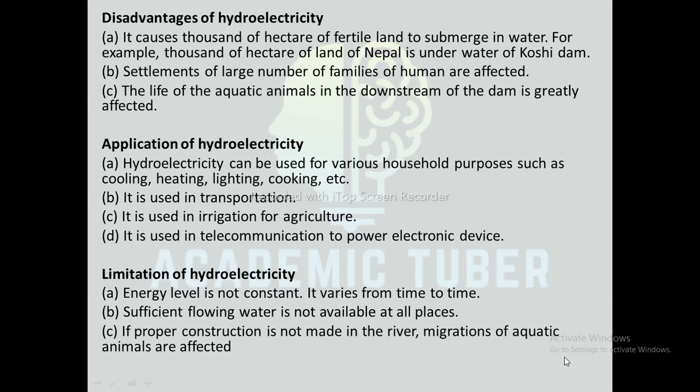Limitation of hydroelectricity. The energy level of hydroelectricity is not constant. It varies from time to time. Sufficient flowing water is not available at all places. If proper construction is not made in the river, migration of aquatic animals is affected as well.